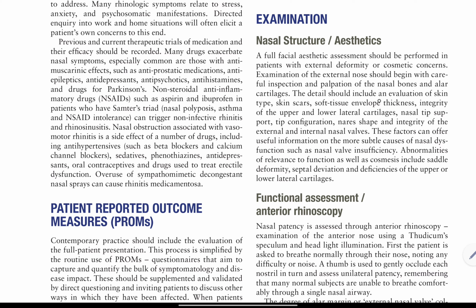The details should include an evaluation of skin type, skin scars, soft tissue envelope thickness, integrity of the upper and lower lateral cartilages, nasal tip support, tip configuration, nasal nares shape, and integrity of the external and internal nasal valves. These factors can offer useful information on the more subtle causes of nasal dysfunction, such as nasal valve insufficiency. Abnormalities of relevance to function, as well as cosmetic, include saddle deformity, septal deviation, and deficiencies of the upper or lower lateral cartilages.